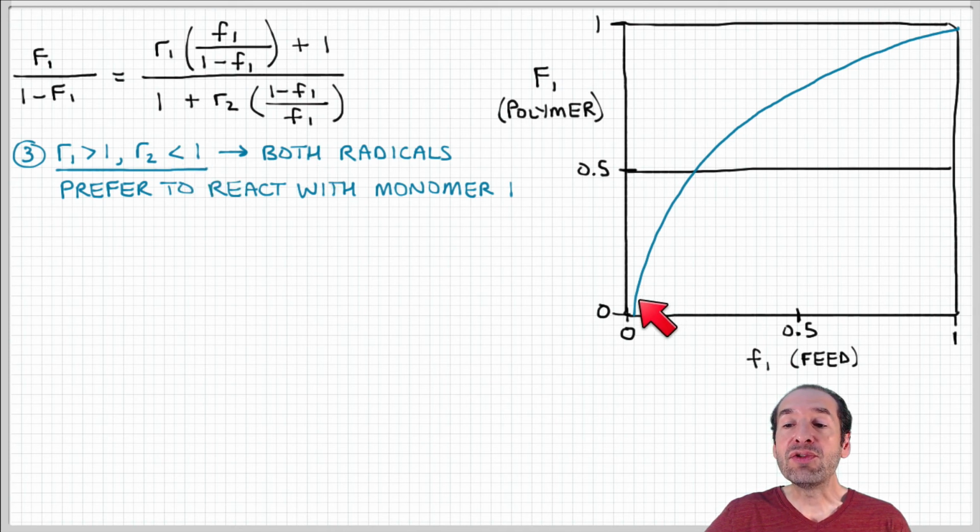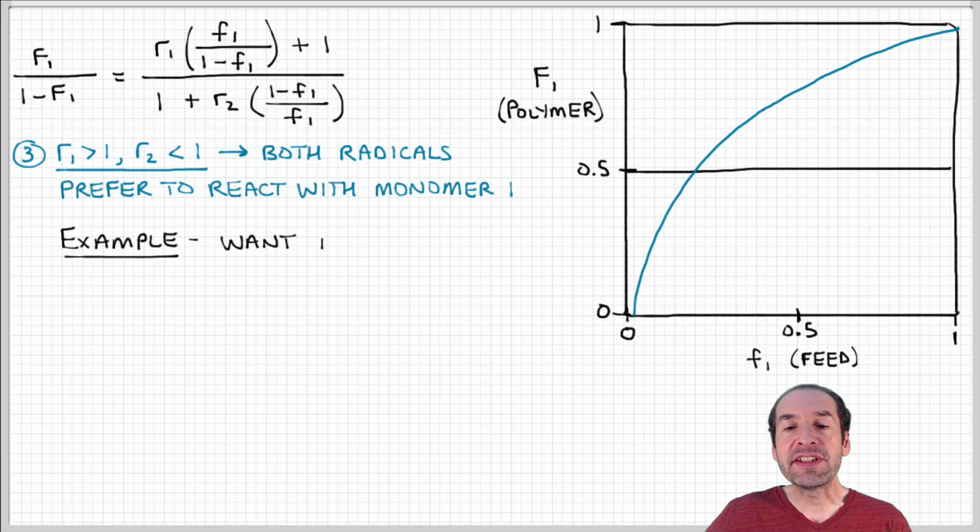And this leads to a curve that has this shape on this parameter space, where the y-axis is the composition of the product, the copolymer, and the x-axis is the composition of the feed. So in other words, if we add a certain amount of monomer 1 in the feed, we can then tell what amount will be incorporated into the copolymer.